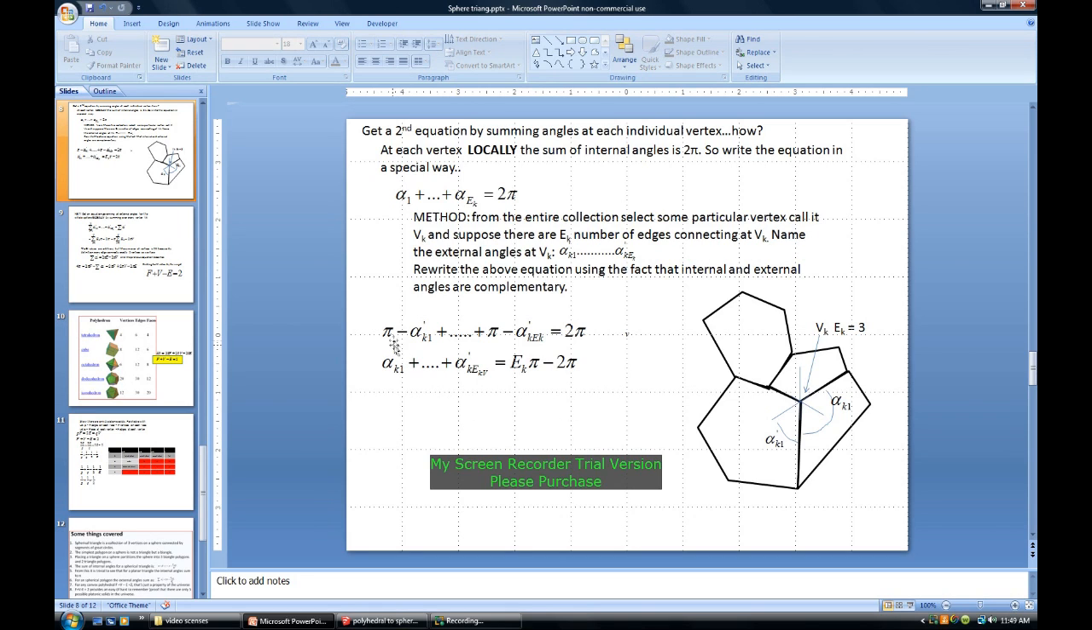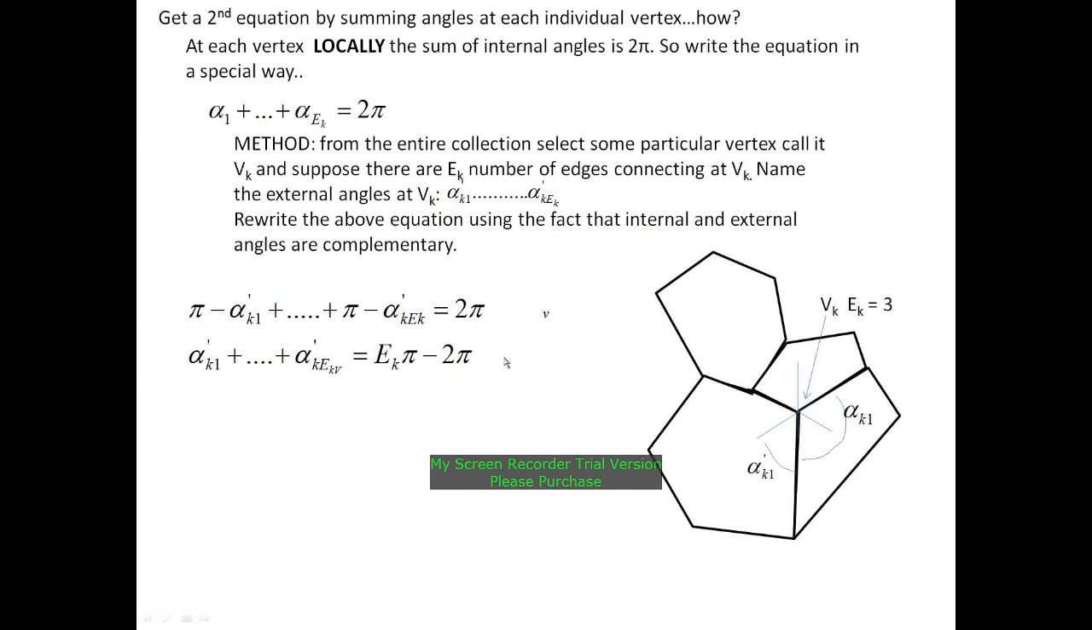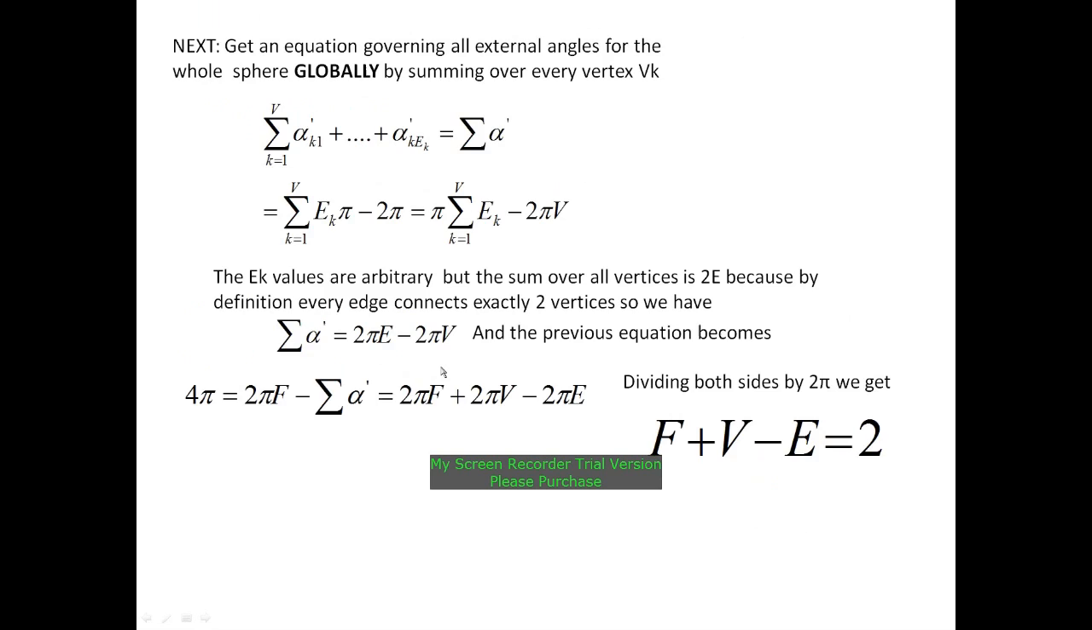Since you have ek instances of pi at each vertex, you get a relationship that the sum of the external angles equals ek times pi minus 2 pi. We just don't know how many edges come into any arbitrary vertex, but that's the first step of getting the new equation. So for each individual vertex, call it vk, the sum of the external angles is equal to the number of edges ek coming into that vertex times pi, minus 2 pi.